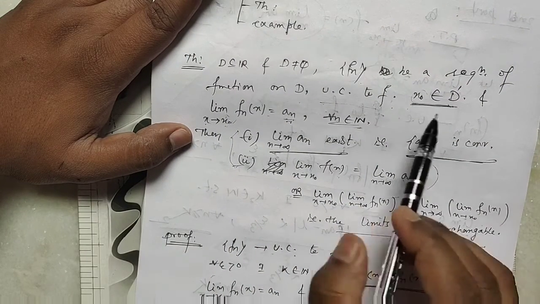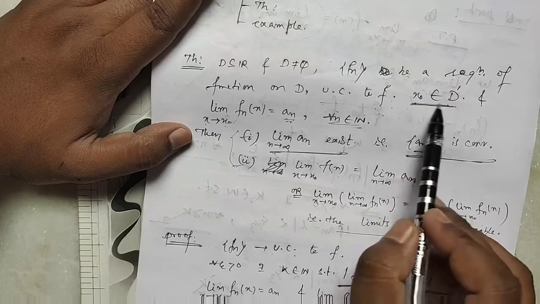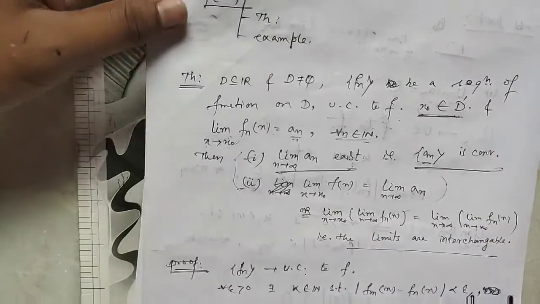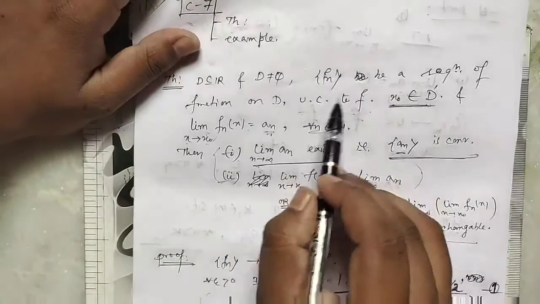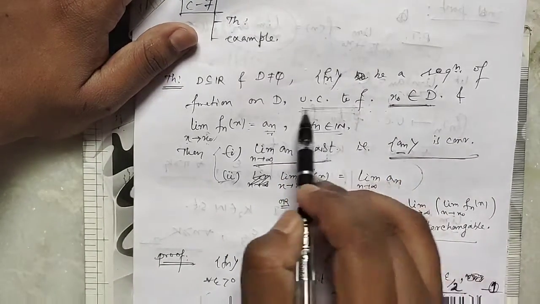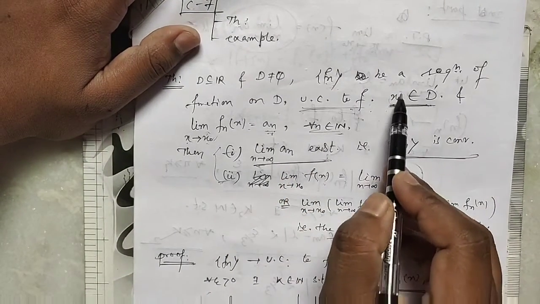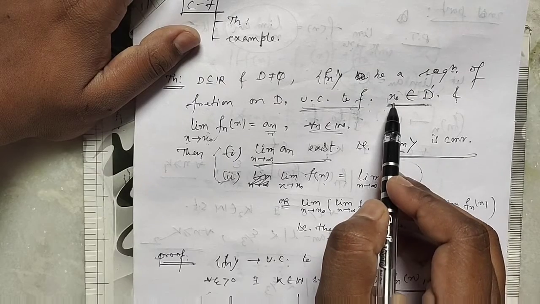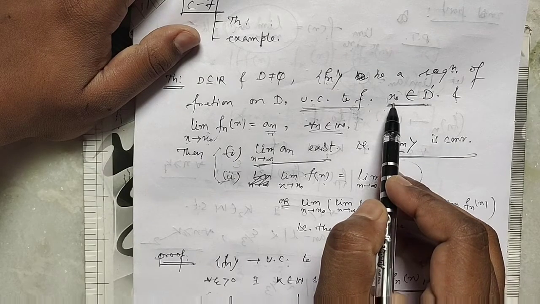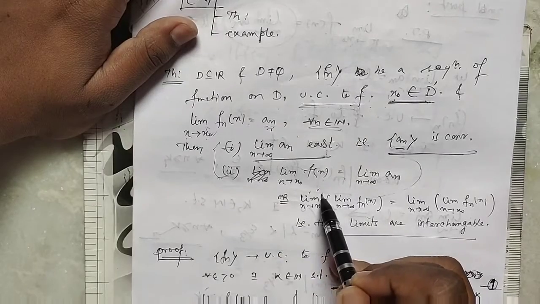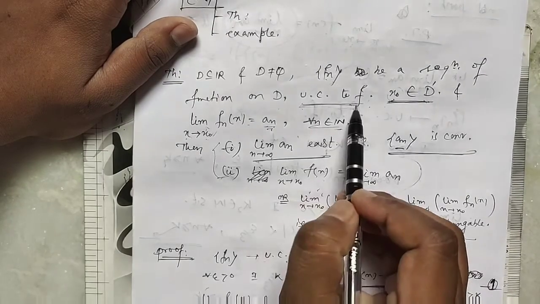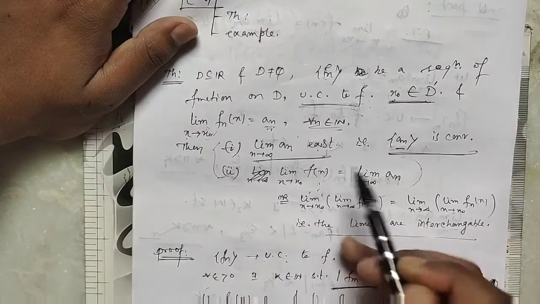So we choose x0 belongs to D dash. First we check whether the sequence of functions is uniformly convergent or not. Then we take an x0 and check whether these two conditions are true or not. First we check this, then we check these two conditions.